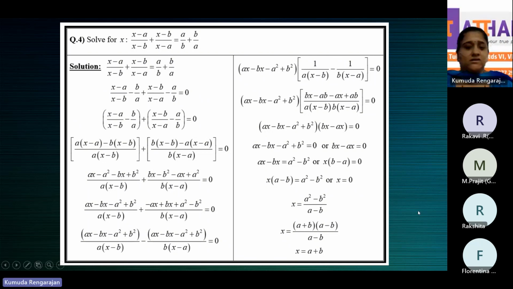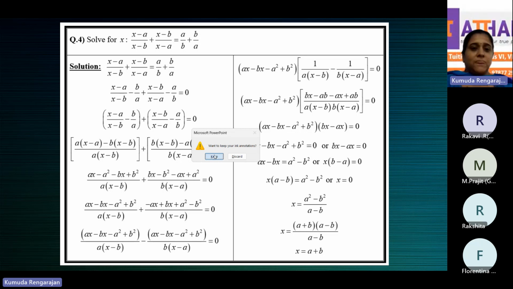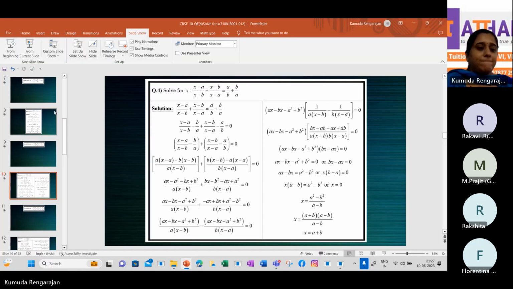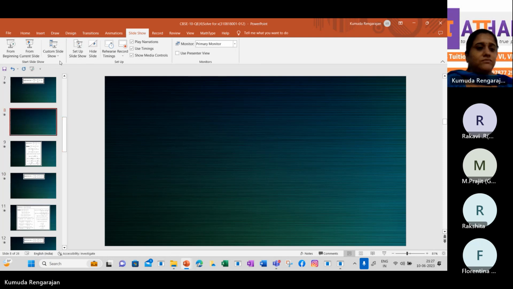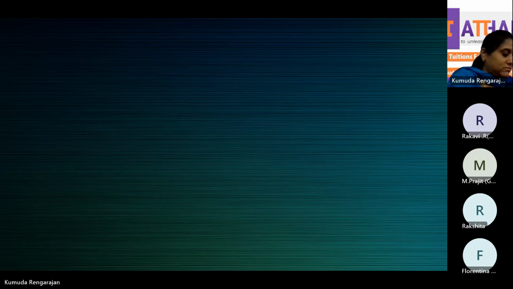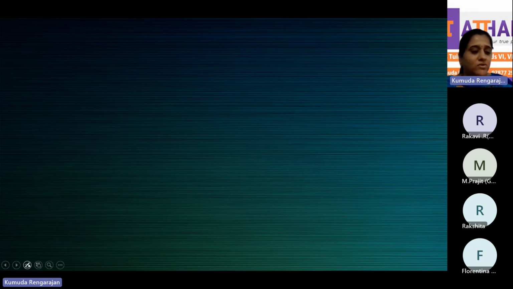Whatever we have discussed so far, I'll share the major points on WhatsApp. Now, it's time, but we'll at least take one question as a test. Yes, children, please take down this question. Polynomials. Let's see how much you can recall from polynomials.